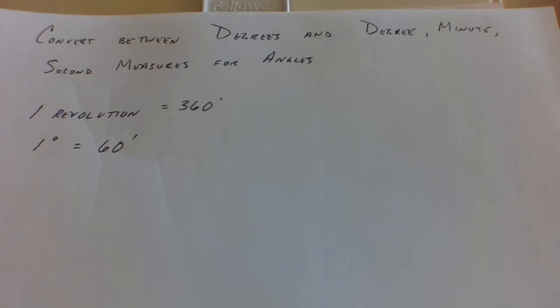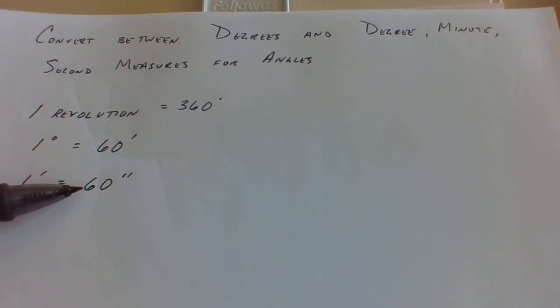1 degree is equal to 60 minutes, and you're going to see the minutes denoted by one little tick mark, or one apostrophe after the 60. And we can take 1 minute and break that down into smaller units. 1 minute would be equal to a total of 60 seconds. You're going to see the double quote mark there to represent seconds.